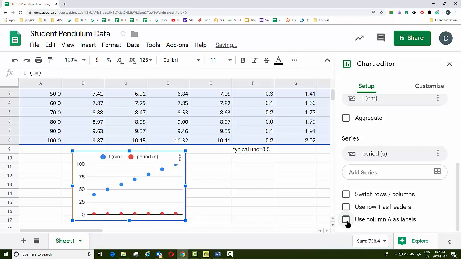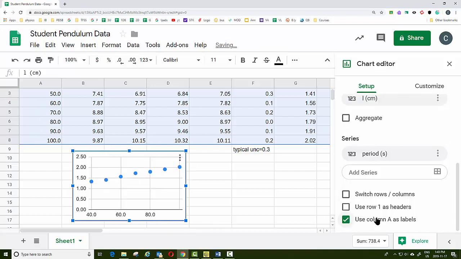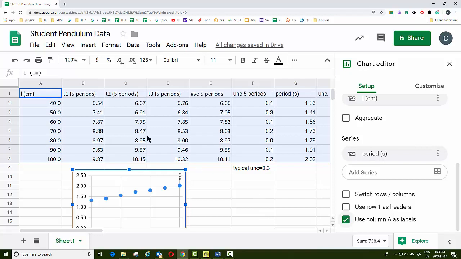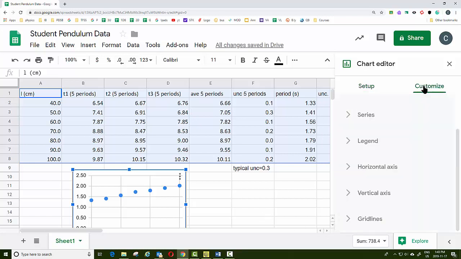If I click that off, then the first column becomes really a y value and you don't have any x values. So put that on. Use row 1 as headers. Well, that's true. Here's row 1 and those are headers, so that we want to keep. So now let's move on to customize.